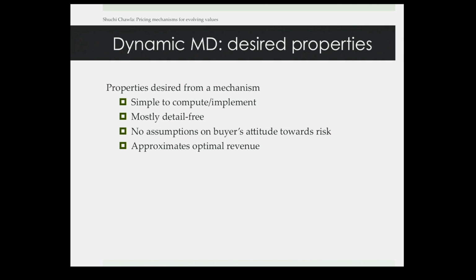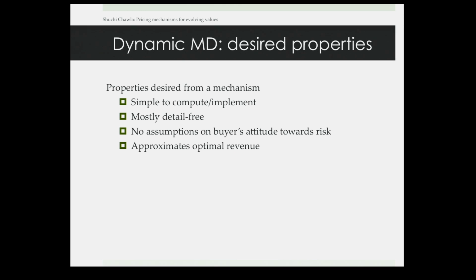And what might we ask from a satisfying solution to this problem? Well, hopefully it's simple to compute and implement, which the previous kind of model is not. You'd want it to be detail-free in the sense that we don't have to make very fine-grained assumptions about exactly how the value evolves, for example, among other things. Hopefully, not very many assumptions about the buyer's attitude towards risk. And you should still be able to approximate optimal revenue.